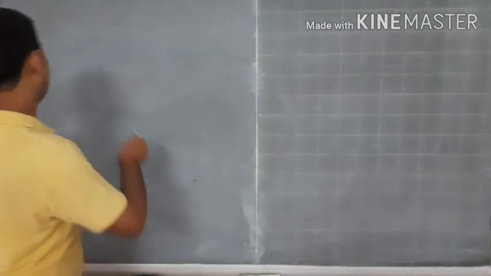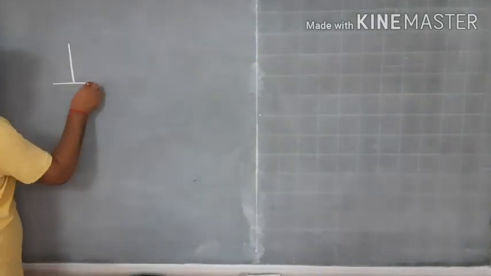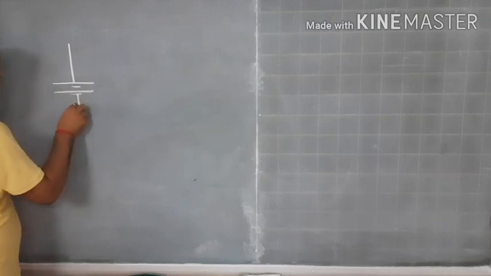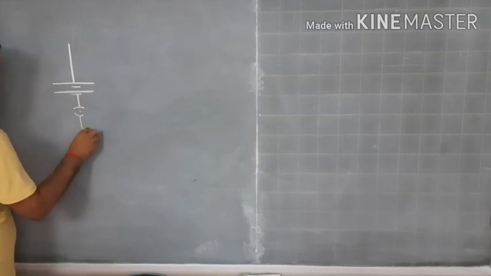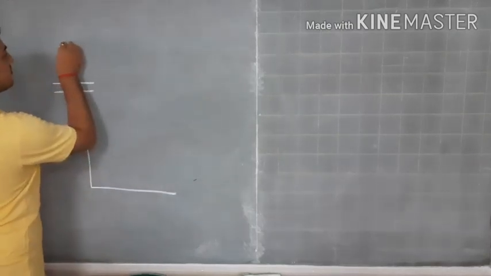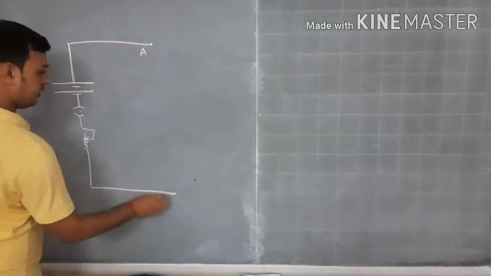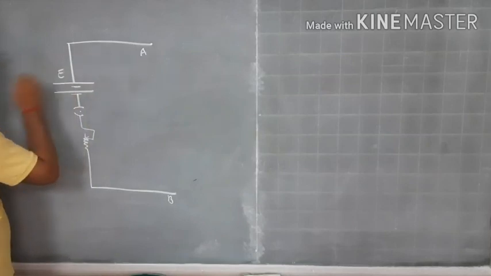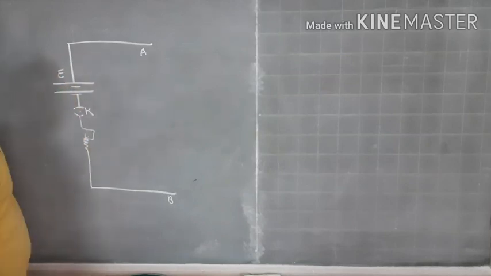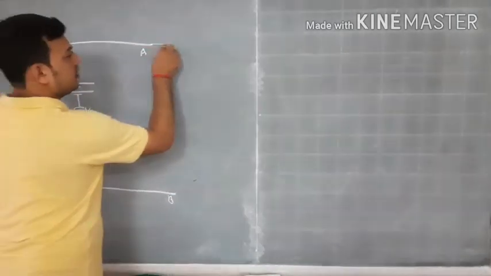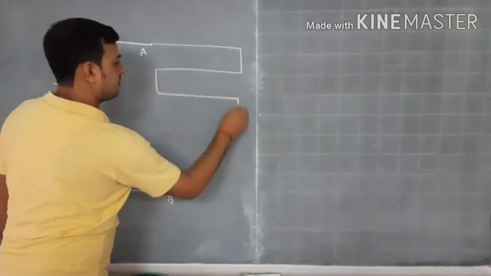For that, I will first make the primary circuit, that is the driver circuit, with a switch and a rheostat, and this is my primary circuit. So this is point A, this is point B, and this battery is E. Now I will connect the wire.